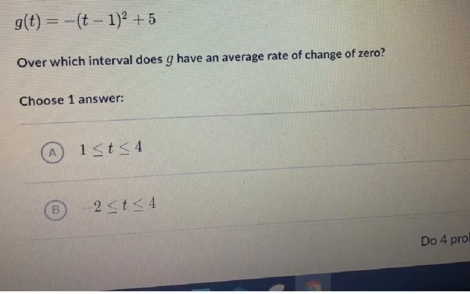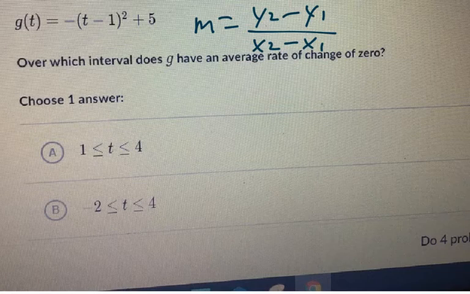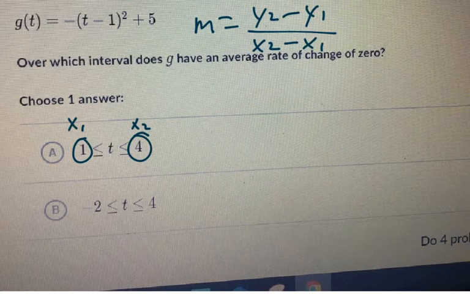So how do you find average rate of change, guys? It's basically like doing the slope. Everyone knows the slope is y2 minus y1 over x2 minus x1, right? And that's basically what average rate of change is. It's the slope between two given points on a curve. So if you look at choice A, they're giving me 4. This will be my x sub 2, and the 1 here will be my x sub 1.